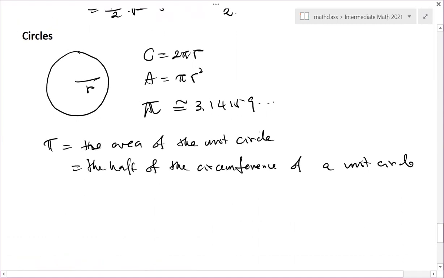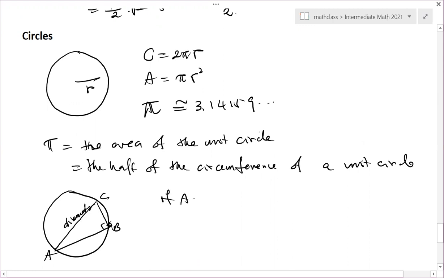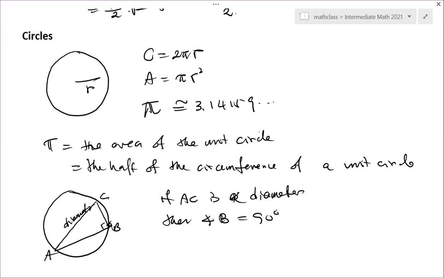Those are the formulas. Another important property of the circle is the following. If this is a diameter, then take an arbitrary point B, connect A, B, C, and the angle at B must be a right angle. If AC is a diameter, then the angle at point B is going to be 90 degrees. Okay, it's the right angle. That's a very important fact. We can use it.